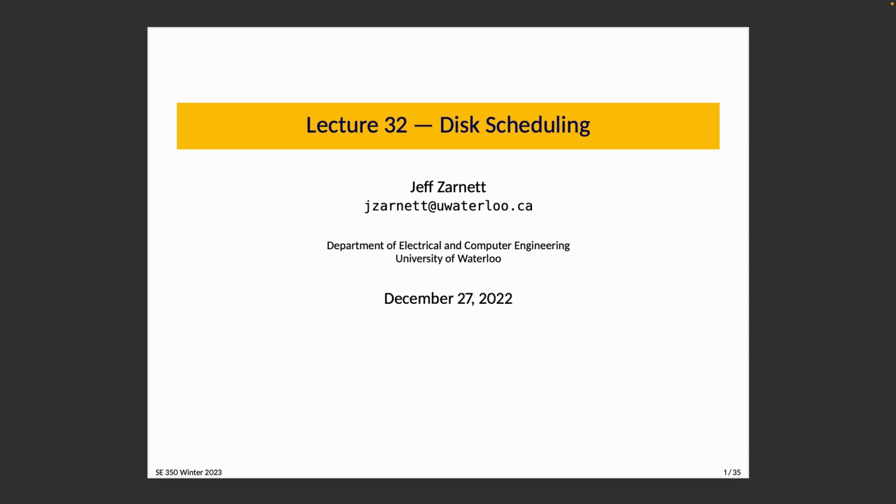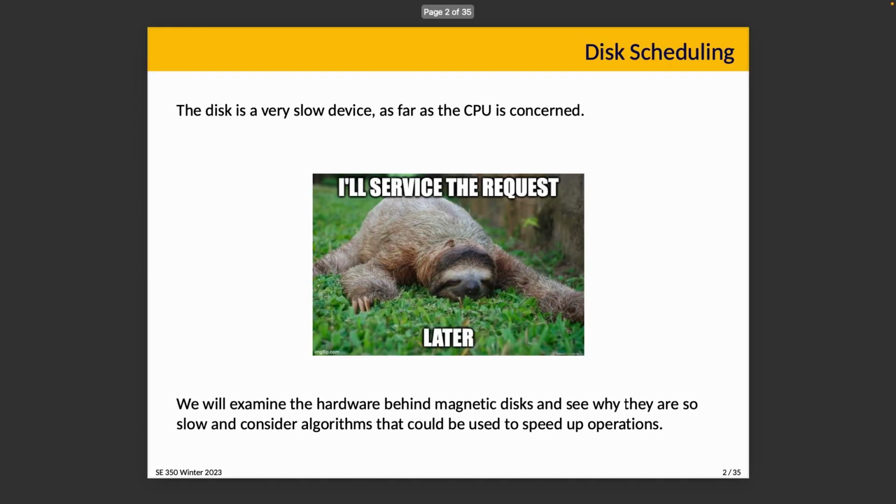Lecture 32, Disk Scheduling. Well, you're tired now, I'm sure, of hearing me say it, but the disk is a very slow device as far as the CPU is concerned, and, I'll get to it eventually, I'll service the request later, but the CPU and the hard drive have very different definitions of later, now don't they? We're going to examine the hardware behind magnetic hard drives and see why they're slow, and consider what we could do to schedule requests so that work gets done in the most efficient way possible.